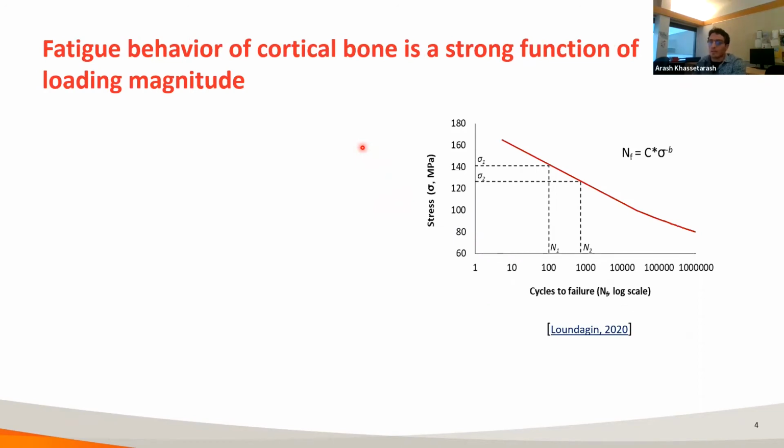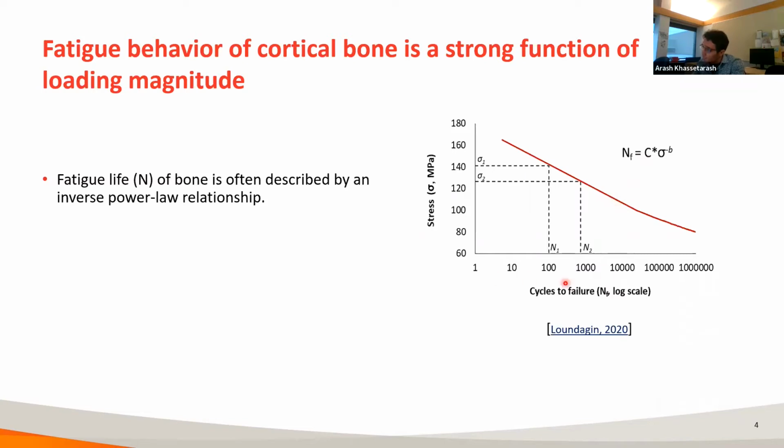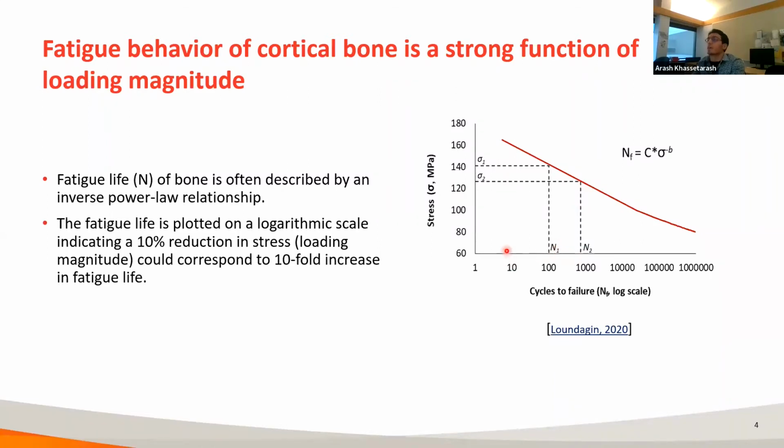When we talk about the mechanical fatigue phenomenon, maybe the easiest is to show the fatigue life curve, or S-N curve. The S-N curve typically illustrates the magnitude of cyclic loading stress on the y-axis and cycles to failure on the x-axis. And it can be nicely represented with this power law relationship. Notice that the x-axis is in logarithmic scale. So a small change in stress level or loading magnitude would cause a dramatic change in cycles to failure. For example, if we reduce the stress by 10% from sigma 1 to sigma 2, then it would correspond to a 10-fold increase in fatigue life, which emphasizes the importance of loading magnitude.